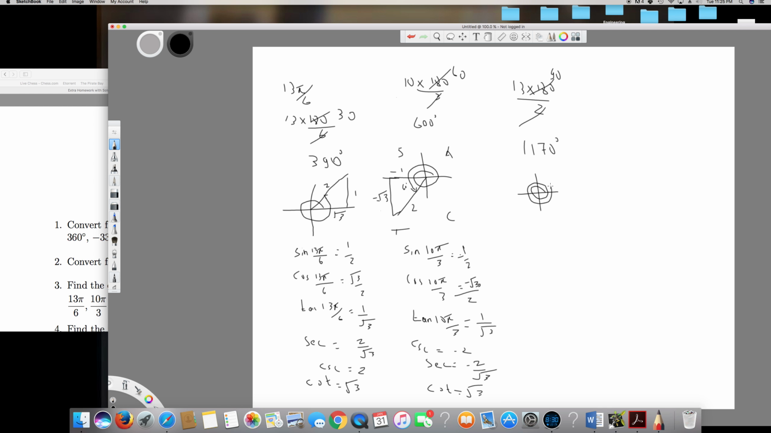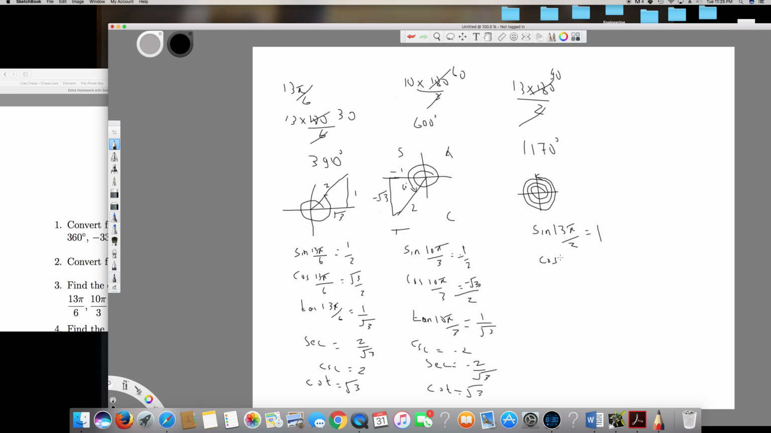360, 720, and 180, 3 rotations. After that, 180 plus 90. So 90 degrees is the angle. So we treat it exactly as 90 degrees. As you know, sine 90 is what? 1. So we shouldn't write 90, we should write 13 pi by 2. Sine 13 pi by 2 is equal to 1.